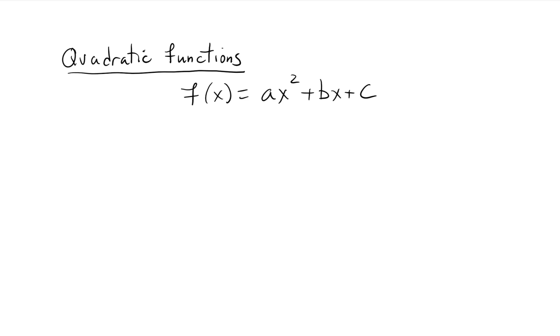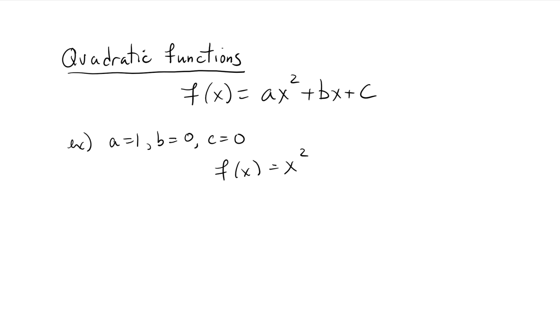The second type of functions we're going to look at are quadratic functions. Those are functions that are polynomials of degree 2, like linear functions are polynomials of degree 1. We're going to start with the most basic example. Let's say a is 1, but the other coefficients are both 0. So essentially you've got f of x, which is x squared.